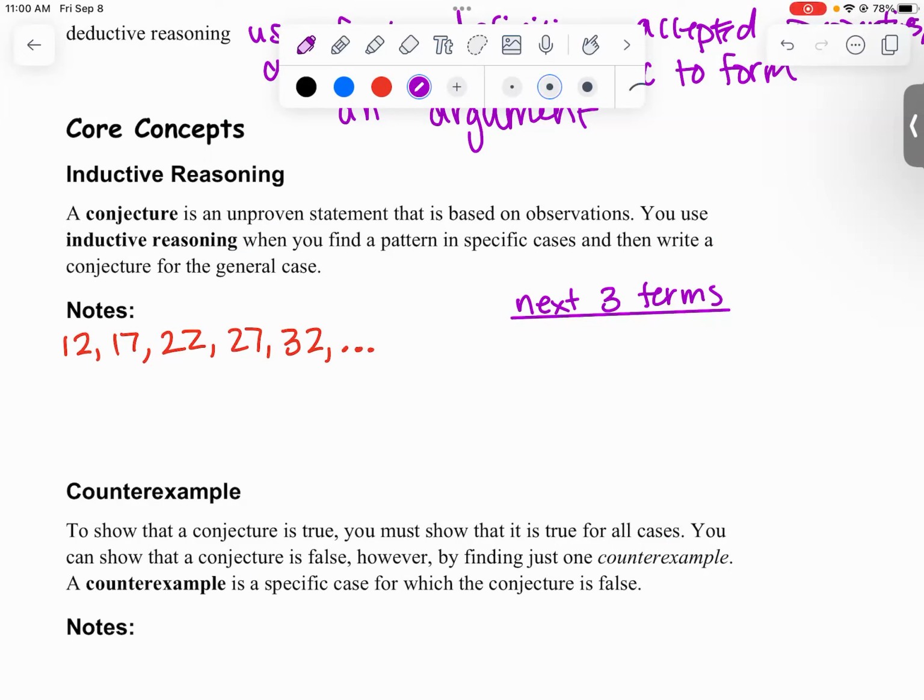Braden, you have an idea? How'd you get those? They went 5 up every time. So you decided to go 5 up for your next 3 terms. Does his reasoning make sense? Do you agree that these are the next 3 terms? I agree with it. It's a possibility. I say his logic is pretty sound. All right.